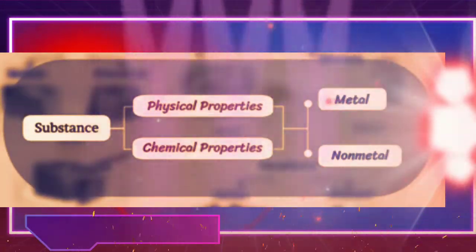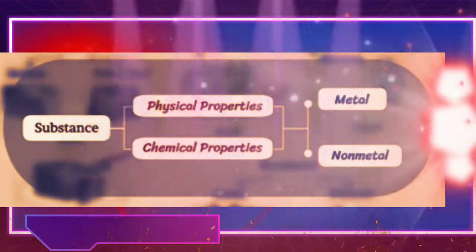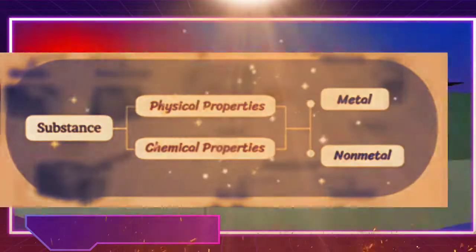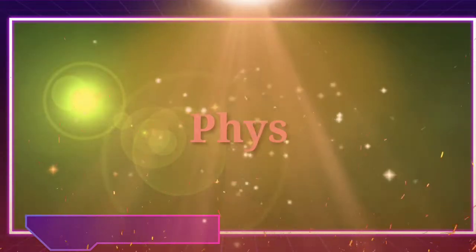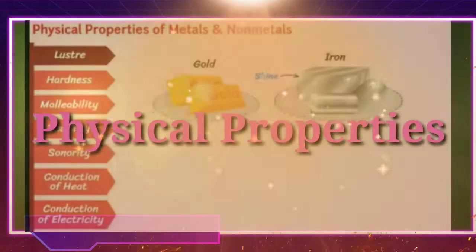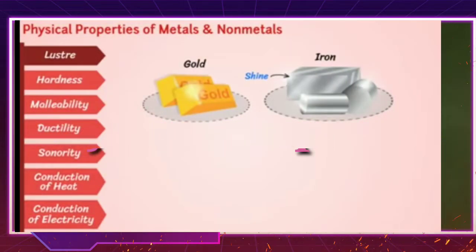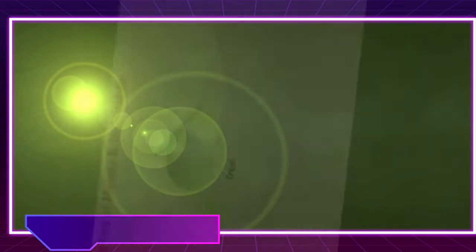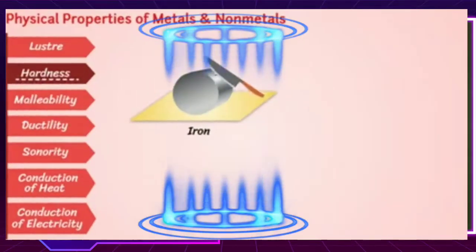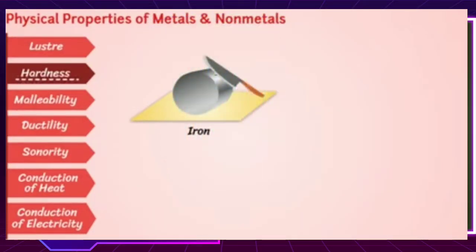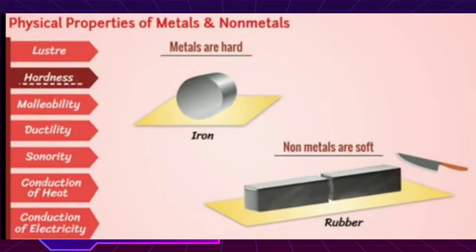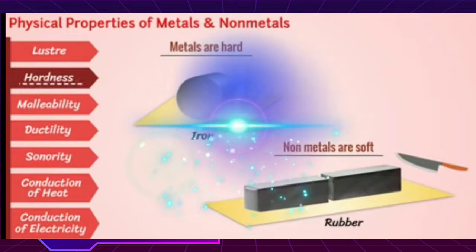Now let us see, substances are divided into two properties, that is physical and chemical, and we are going to see both properties of metals and non-metals. So let us see the first, that is physical properties of metals and non-metals. The first property is luster. Metals have luster, non-metals do not have luster. See the second, that is hardness. Metals are hard, whereas non-metals are soft. See the example, iron and rubber.